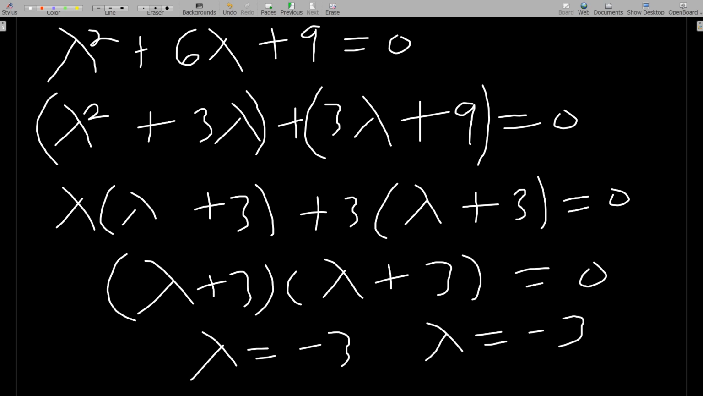So I have lambda equals -3 or lambda equals -3. So I have a repeated root here. Lambda 1 and lambda 2 are both the same, so lambda 1 equals lambda 2 equals -3. You can go ahead and put lambda 1 and lambda 2 in both equations 1 and 2. So you have equation 1 to be this one.